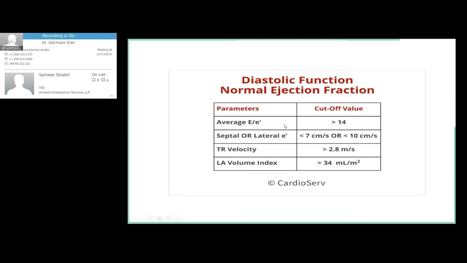So the 4 parameters are average E by E dash, septal or lateral E dash, TR velocity and LA volume index, and the numbers are more than 14, 7 and 10, 2.8 and 34. And this applies to when we are assessing the diastolic function when the EF is normal.